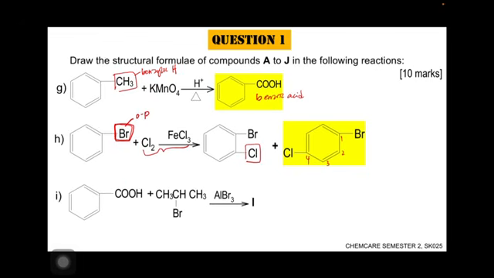Okay, I. Also, we need to look at what type of director we have here, because the benzene already has a substituent, COOH, the carboxyl. This one is a meta director. Actually, you can refer to your notes. The list is already given to you of the directors, the species or the substituents, whether it is ortho para, and whether it is an activator or a deactivator. So in this case, COOH is a meta director.